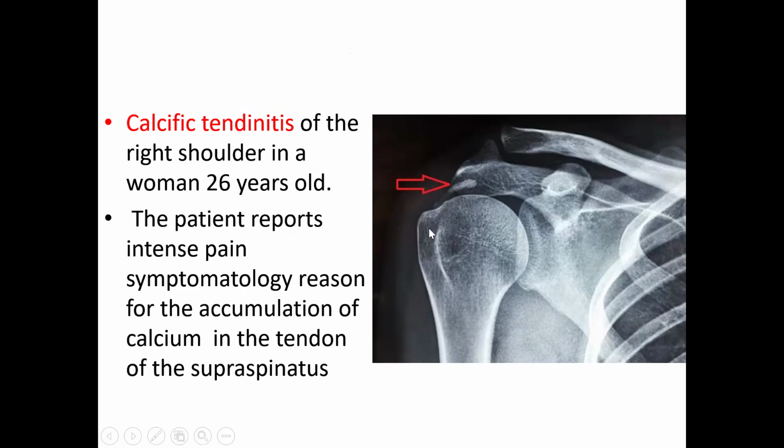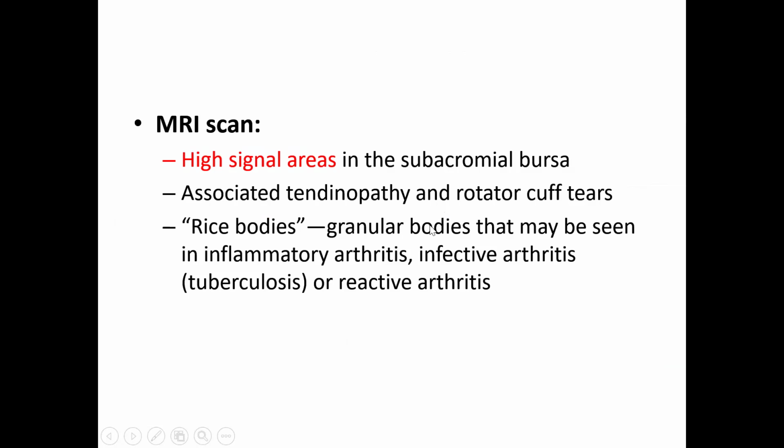So this is calcific tendonitis of the right shoulder in a 26-year-old woman. The patient reports intense pain, and the symptomatology is due to the accumulation of calcium in the supraspinatus tendon. On the MRI scan, there are high signal areas in the subacromial bursa. So MRI can be used to assess tendon tear, subacromial bursitis, or intra-articular changes.